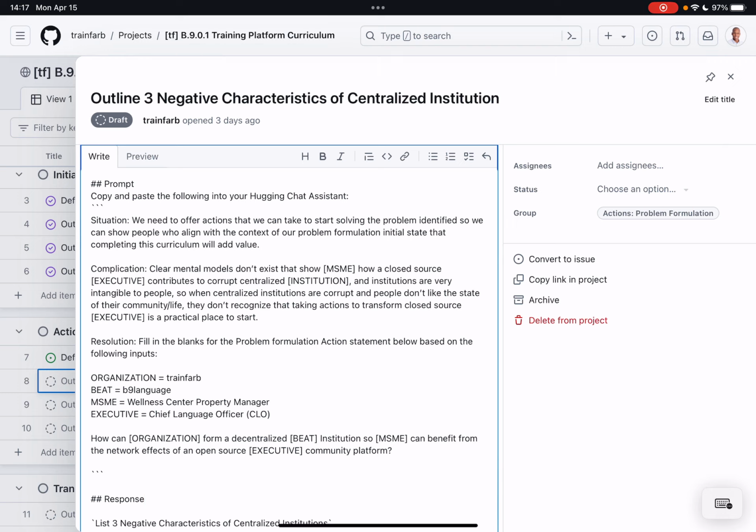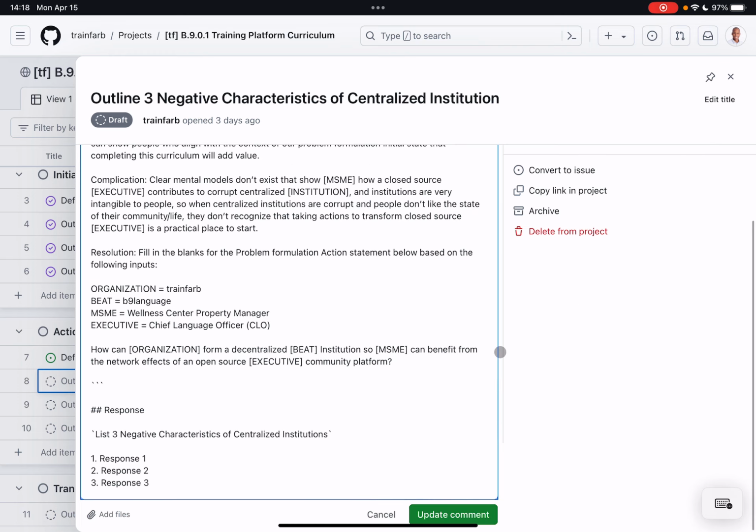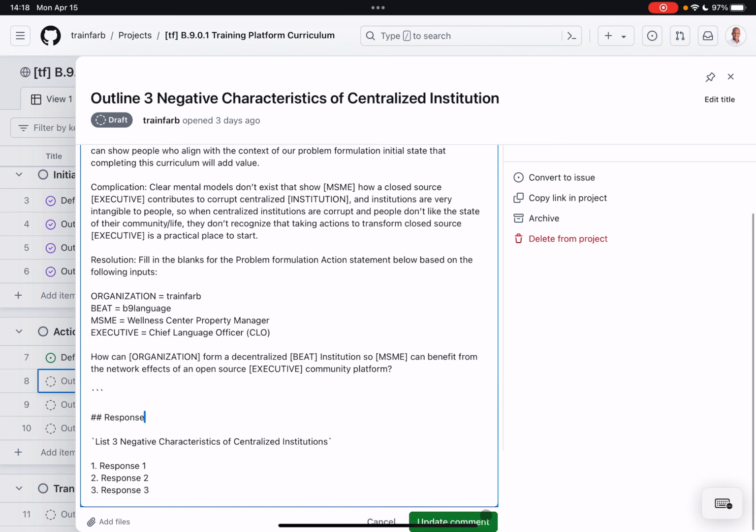Clear mental models don't exist that show how a closed source executive contributes to corrupt institutions, and institutions are very intangible to people. So when centralized institutions are corrupt and people don't like the state of their community or life, they don't recognize that taking actions to transform closed source executives is a practical place to start. And then what will change here is the resolution. So let's update the comment.